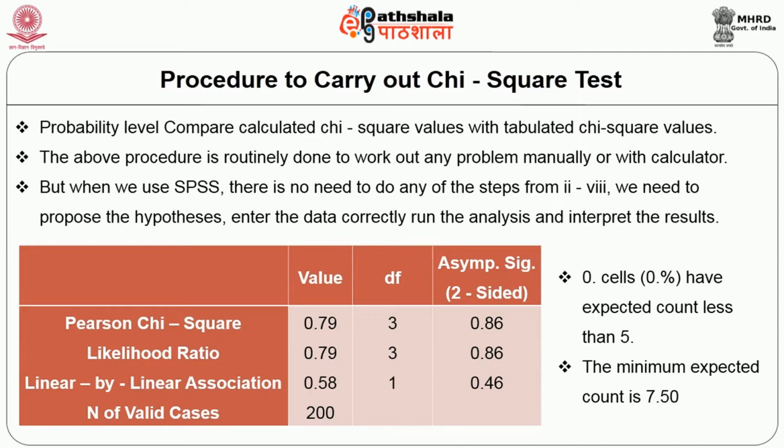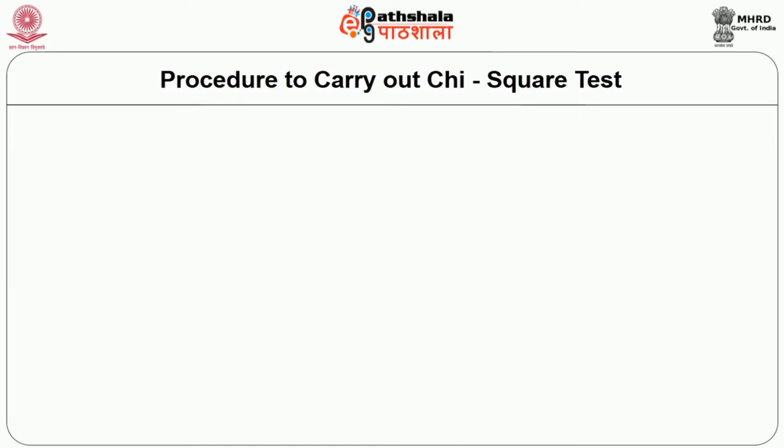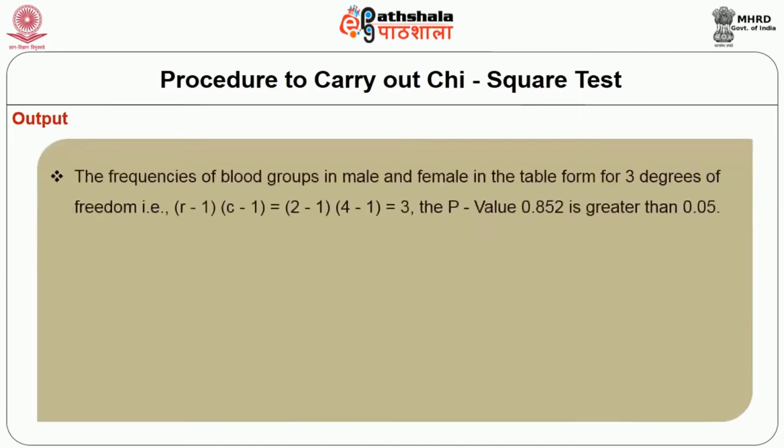than 5%. The output table gives the frequency of blood groups in male and female in table form for 3 degrees of freedom, that is, row minus 1, column minus 1, equal to 2 minus 1, 4 minus 1, which gives 3.